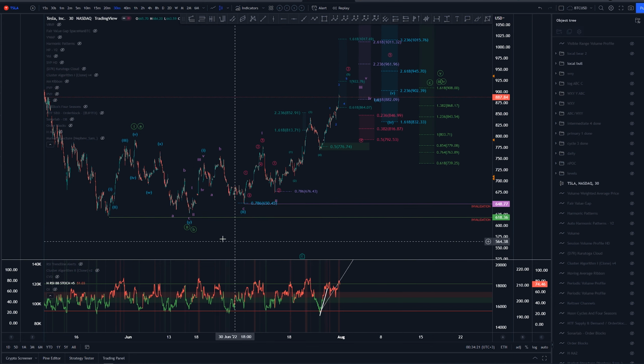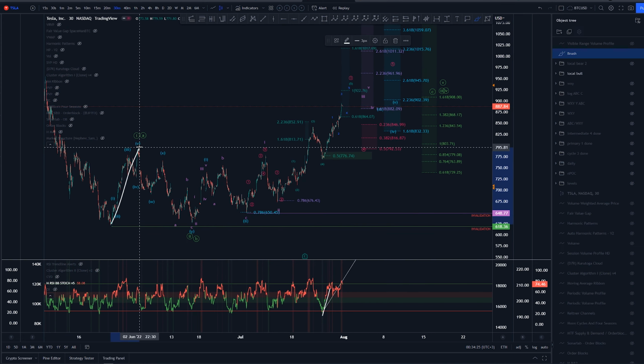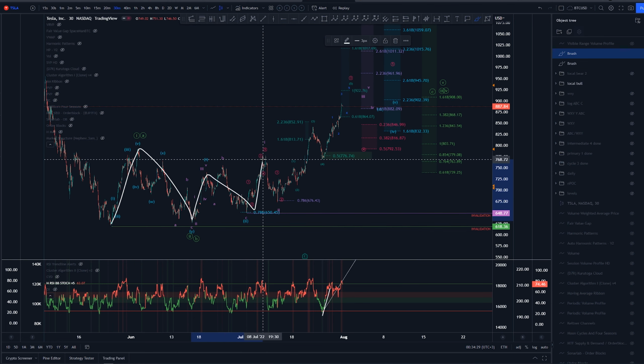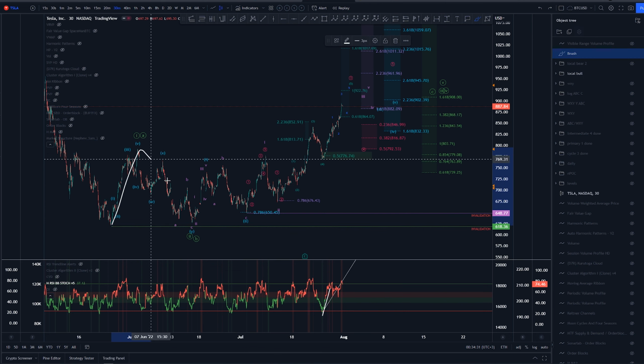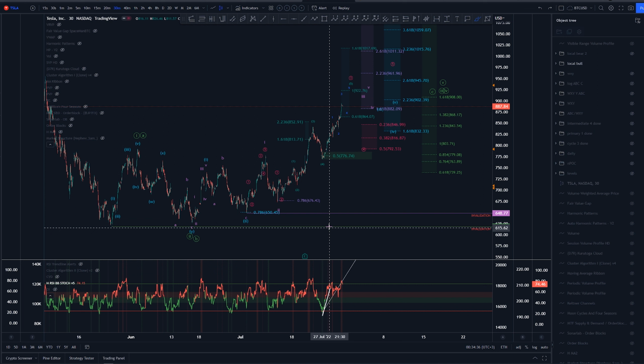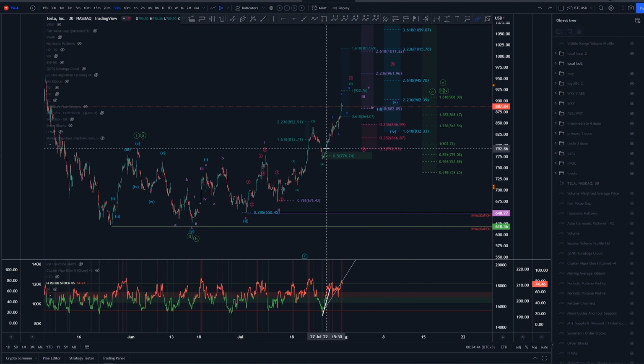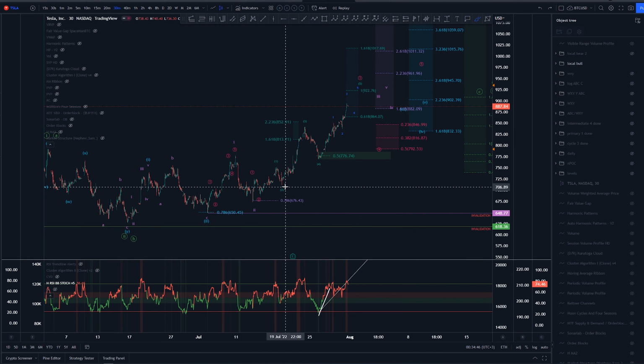Now, it is still possible. Having it here, I don't really like it, but the wave 1, 2 is creating a lot of nested patterns here. So let's see how many: 1, 2, 3, 4 and 5 nested patterns. That is making me question this whole count, although the structure from here is very bullish. It is very bullish, I have to say.